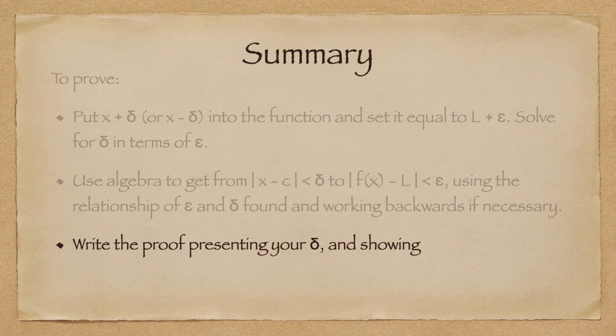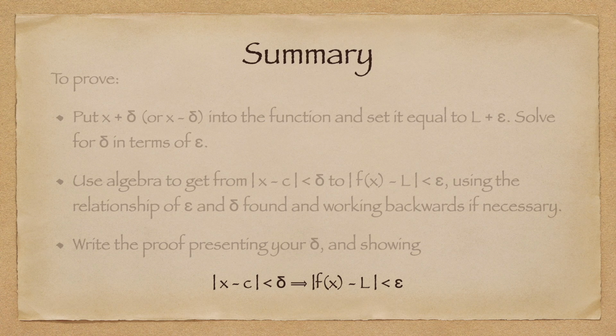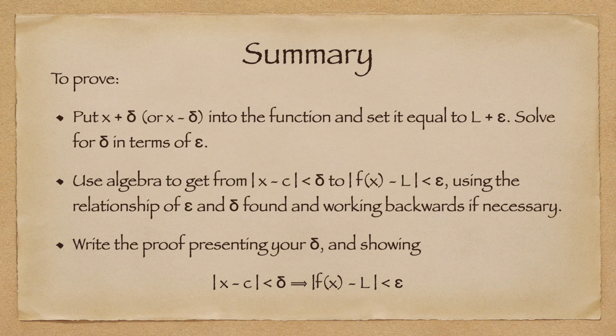Then write the proof presenting your delta, showing that the distance between x and your c value being less than delta would mean that the distance between the function and the limit is less than epsilon. Now, writing the proof of more complicated functions, such as the quadratic one I showed in the epsilon delta definition video, is much more complicated. If you're curious to see it, let me know in the comments, and maybe I can do that in another video.